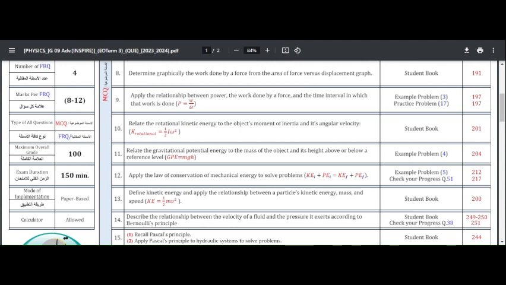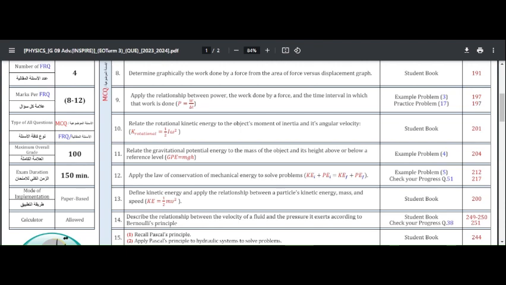So what happens here is that you could get several shapes. One could be a right angle triangle. The area under the graph of the force versus displacement graph will give you the work done. Okay, so the work done is equal to the area under the graph.